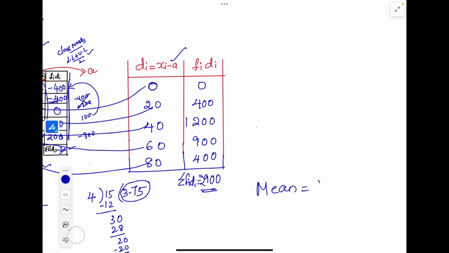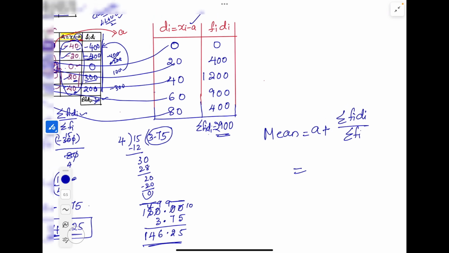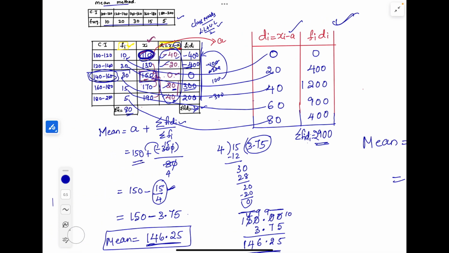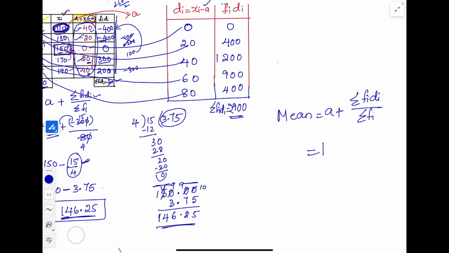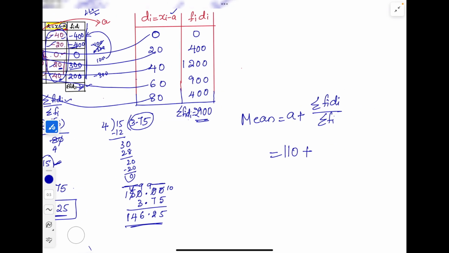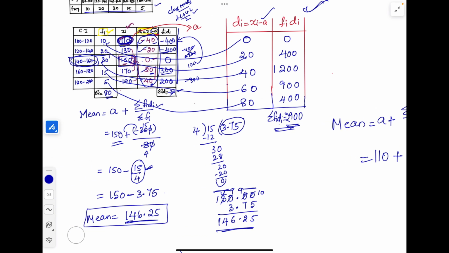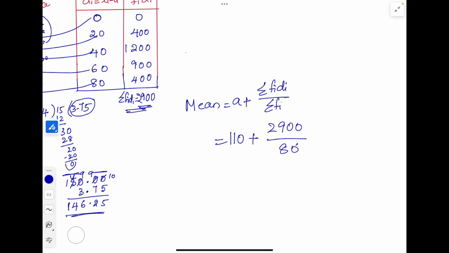Now same thing, mean is equal to A plus summation fi di by sigma fi, because we have subtracted the assumed mean here. You can call it summation or sigma, it is fine. So what is the assumed mean we have taken in this part? We have taken 110. In the first one we have taken 150. So it is up to you which value you are taking as assumed mean. Okay. So here we have taken 110. So 110 plus what is summation fi di? 2900, right? By what is summation fi? This is 80. Okay. So by 80.